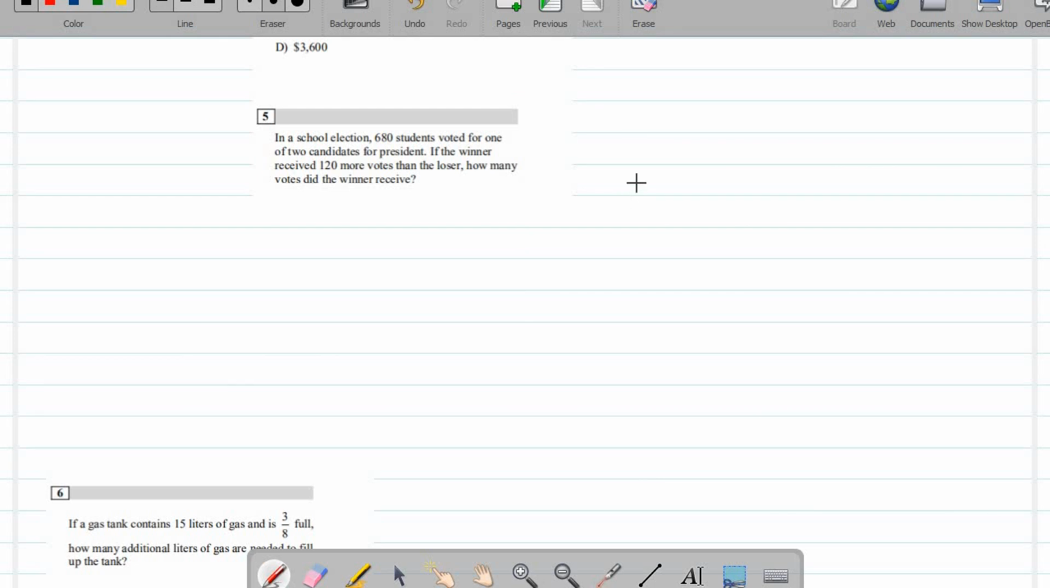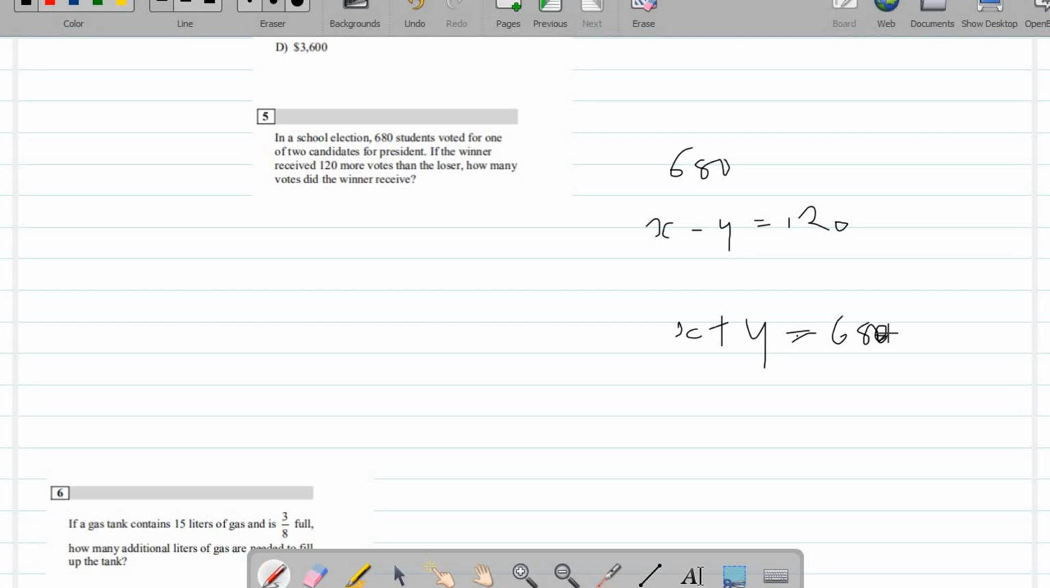Question number 5 says in a school election, 680 students voted for one of two candidates for president. If the winner received 120 more votes than the loser, how many votes did the winner receive? Let's call the votes of the winner X and the votes of the loser Y. So X minus Y will give you 120, but we know that X plus Y is equal to 680. So this is a simultaneous equation.